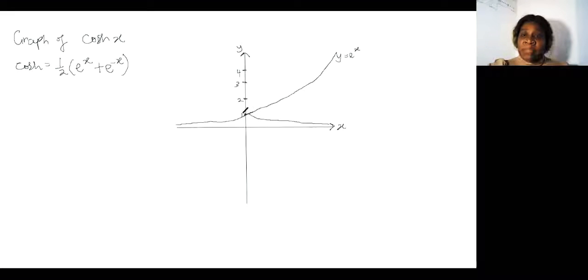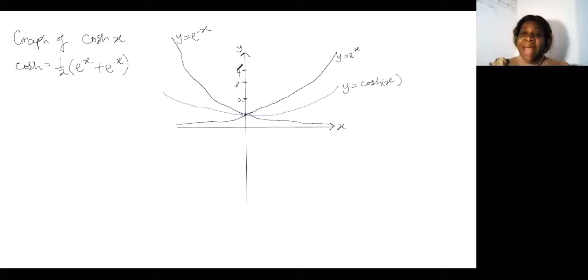Touching it there and going all the way up to infinity. You have that one be y equals e to the power of x, and y is equal to e to the power of minus x. Now, we know that cosh x is halfway in between these two, so you just sketch that halfway in between those two. That would be y is equal to cosh x.